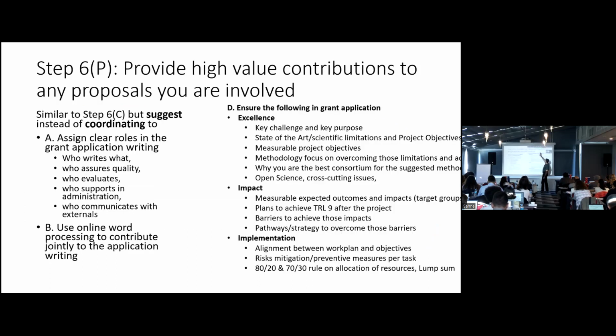And then you provide high value contributions in the same way that we discussed. But instead of coordinating now, you can suggest what we need for having a successful proposal, what kind of team we need. You're suggesting now because you're a partner. You're not a coordinator anymore. So you're suggesting that to the partner. And also all the important elements that you learned from yesterday and today. So that's step 6.